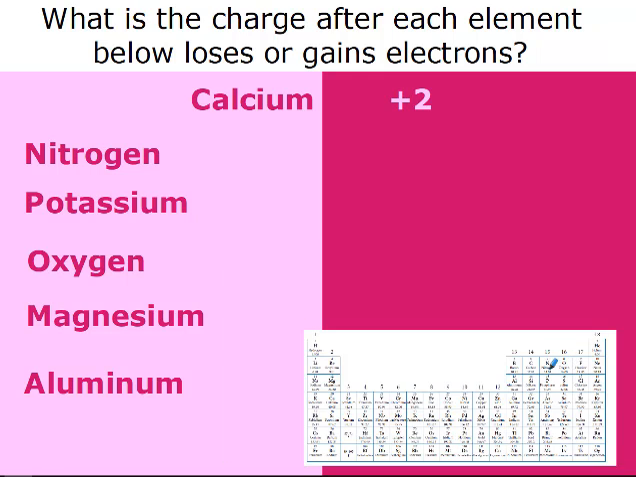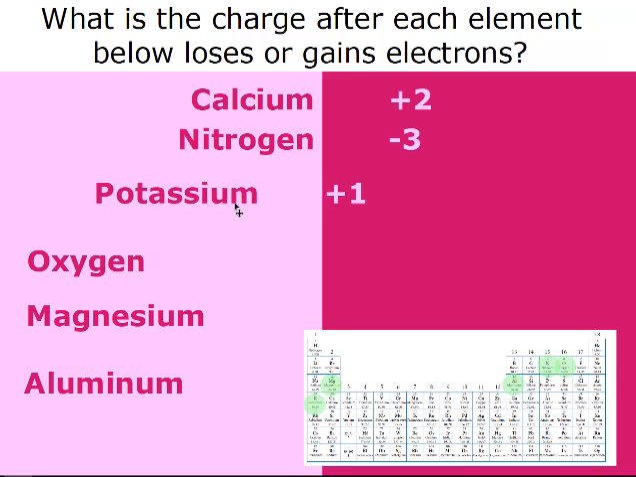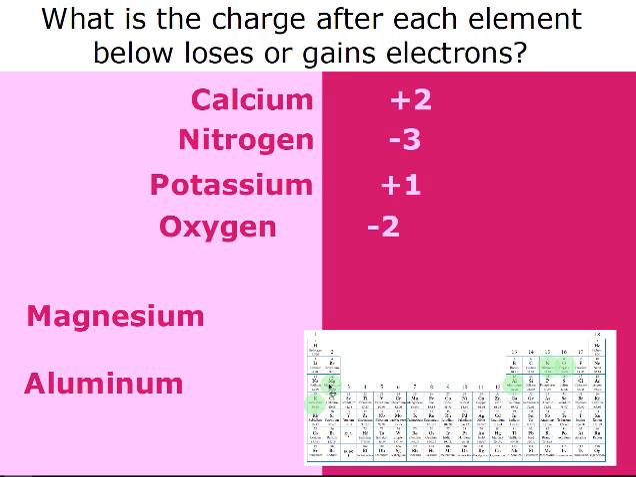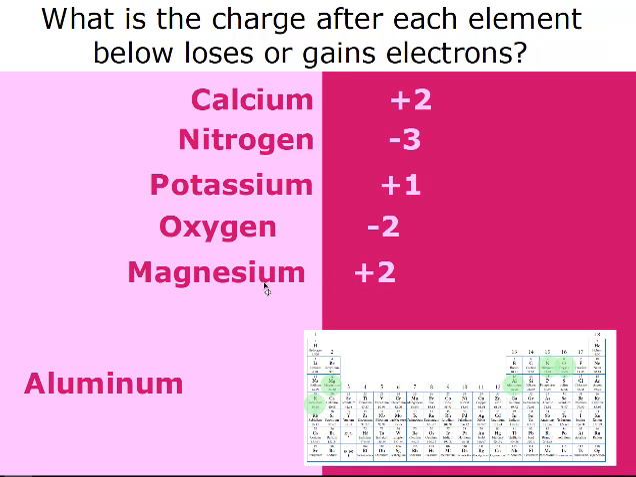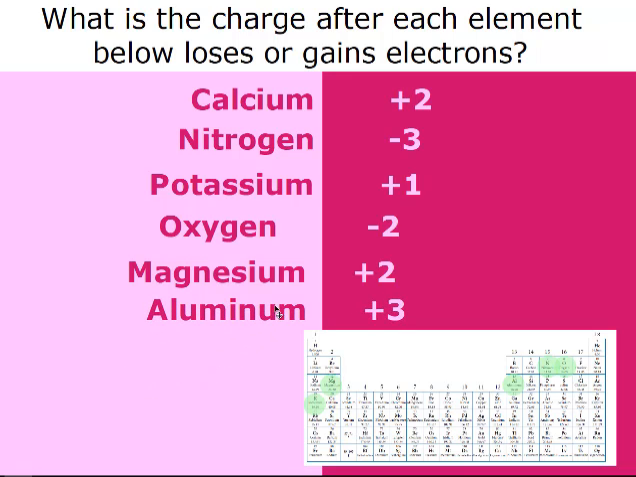Okay, so first nitrogen was here, potassium was here, oxygen, magnesium, and aluminum. So nitrogen, you should have said, was a -3. It's 0, -1, -2, -3. Potassium was in group 1A, so it should be a +1. Oxygen was 0, -1, -2. Magnesium should have been a 1, 2. And aluminum 1, 2, 3, or +3.